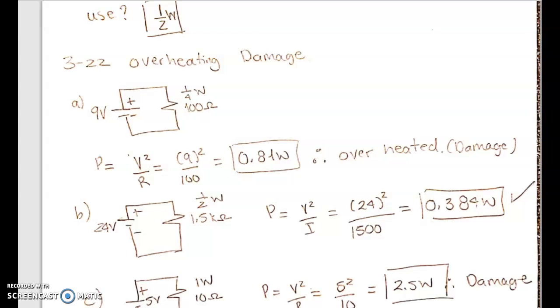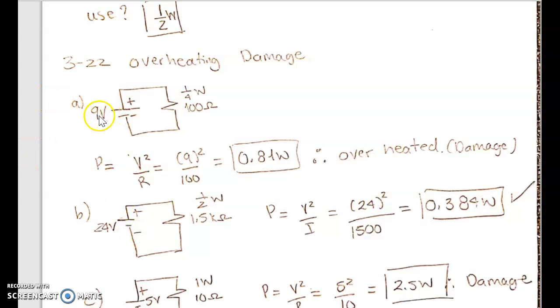Let's continue with chapter 3. Problem example 3-22. And in here, they are asking us to determine whether the resistor in each of the circuits has been damaged by overheating. So what we need to do is calculate the power rating of the resistor so that we can see if the value given is adequate for the power that it is dissipating.